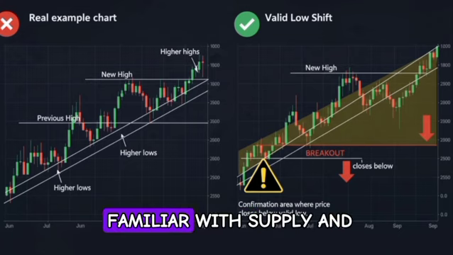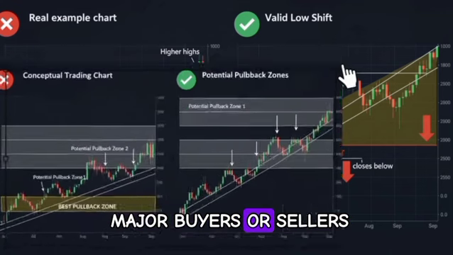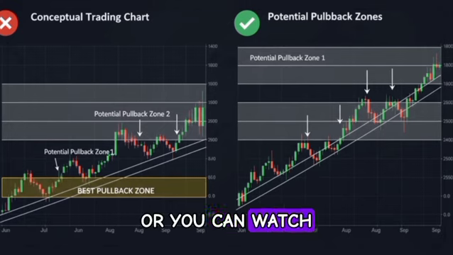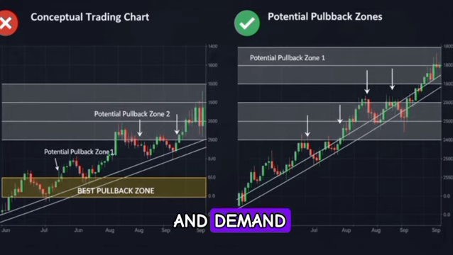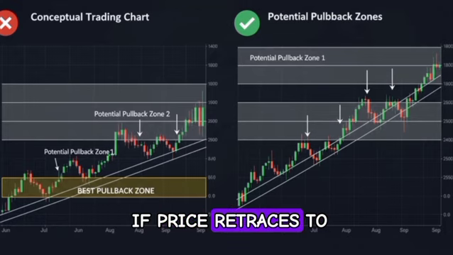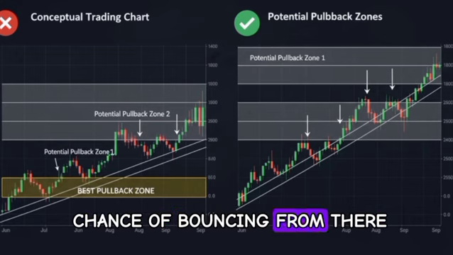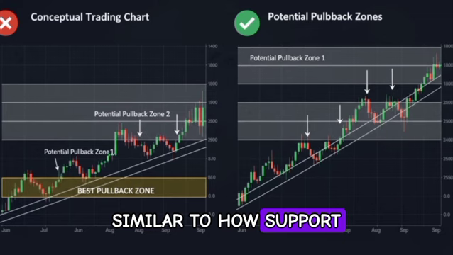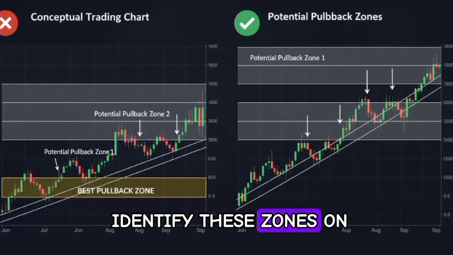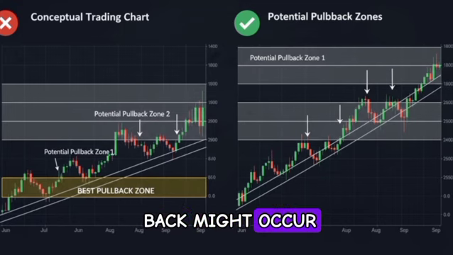If you are not familiar with supply and demand zones, they are areas where major buyers or sellers executed significant trades. Or you can watch my video on supply and demand. The simple concept is, if price retraces to a supply or demand level, there is a high chance of bouncing from there, similar to how support and resistance work. So if we correctly identify these zones on the chart, we can figure out where the first pullback might occur.